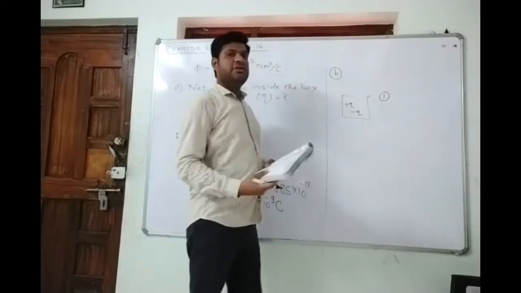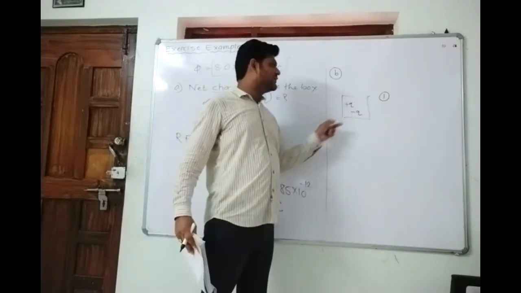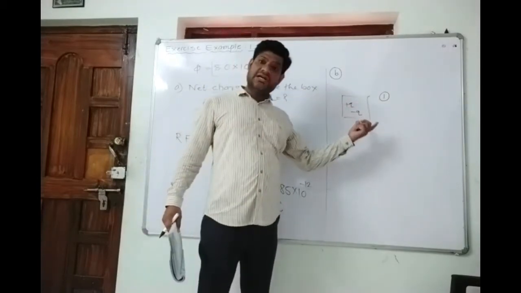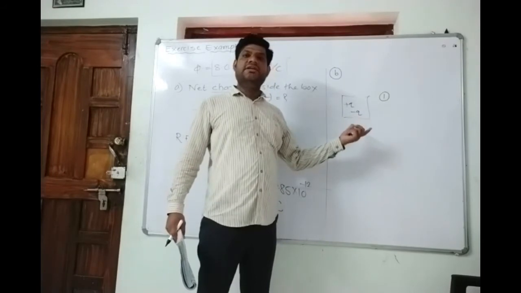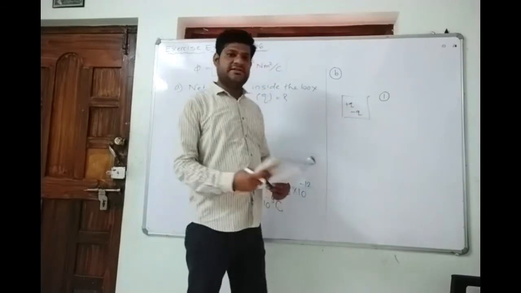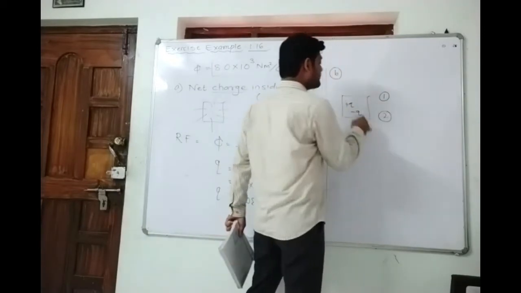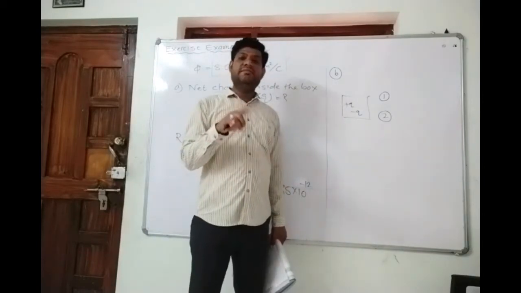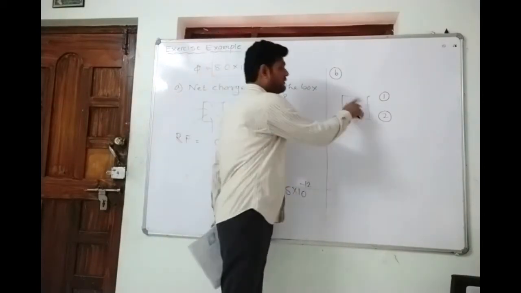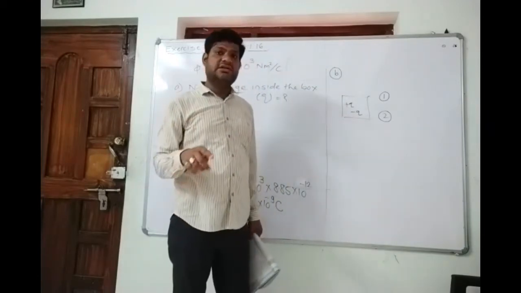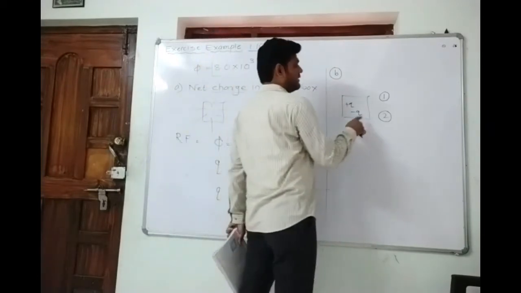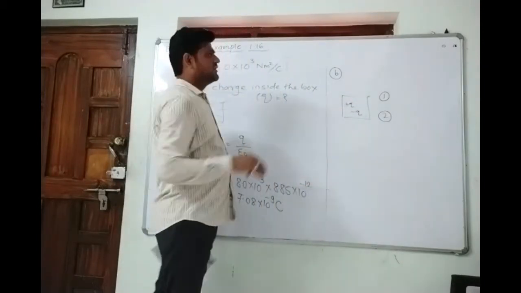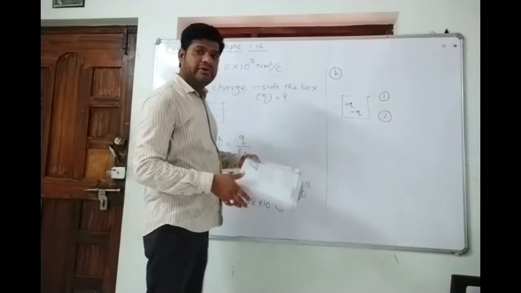The first thing: in which cases will the flux coming out through the box be 0? The first case is if the box has no charge. If there is no charge inside the box, this is the first case. In the second case, the box contains charges, but the summation of the charges enclosed by the box is equal to 0. Therefore, the flux coming out through the box will be 0. So these are the two cases. This is your example number 1.16.